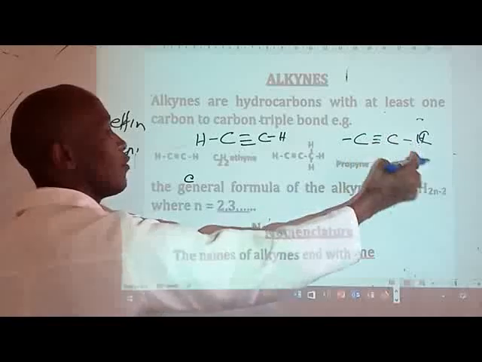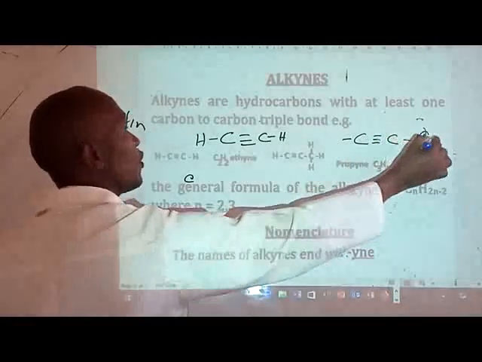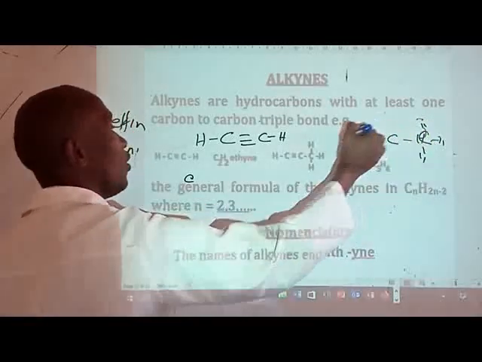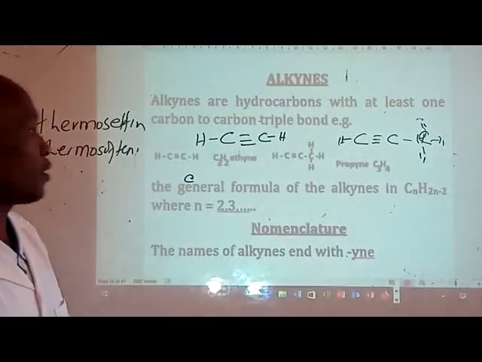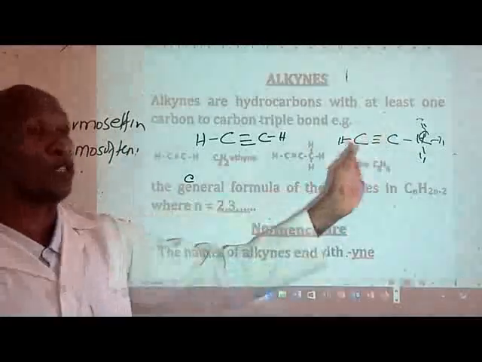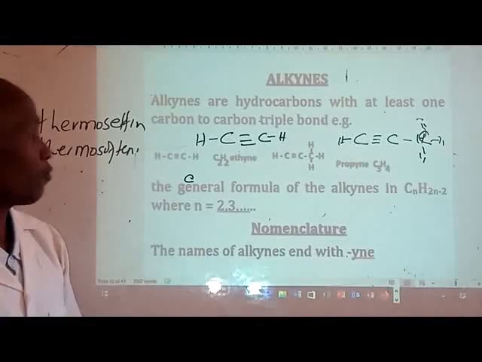1, 2, 3, that's 4. You don't need to add anything. 1, 2, 3, 4. So those are all hydrogens. So C3H4 is the molecular formula of propyne.